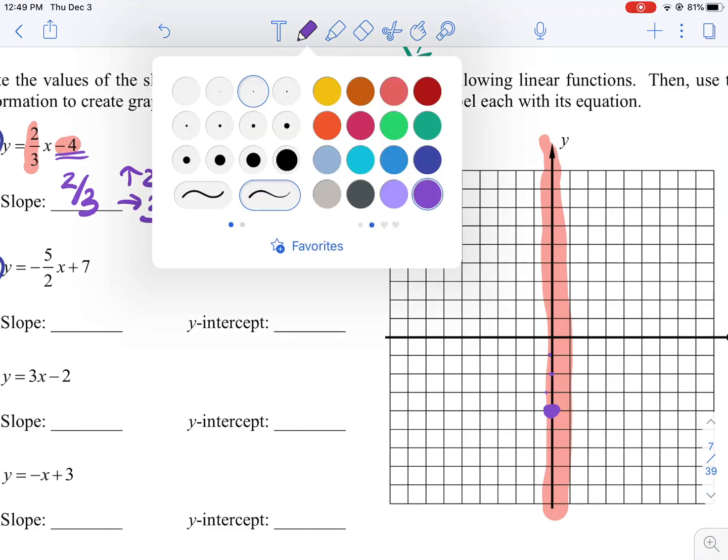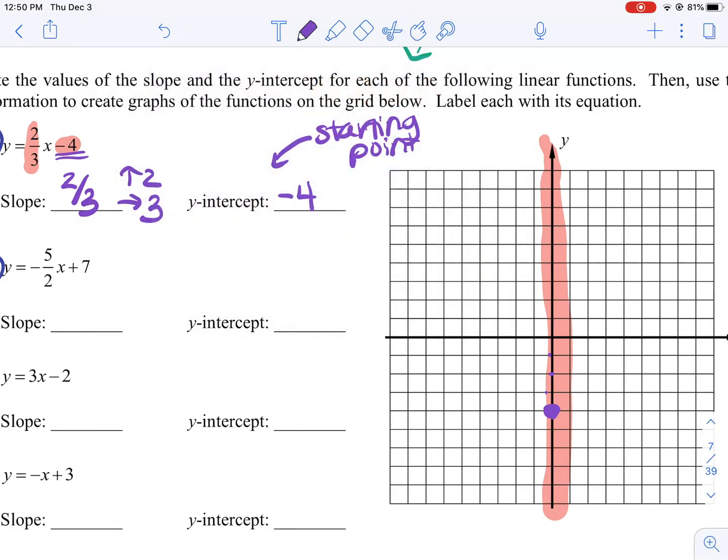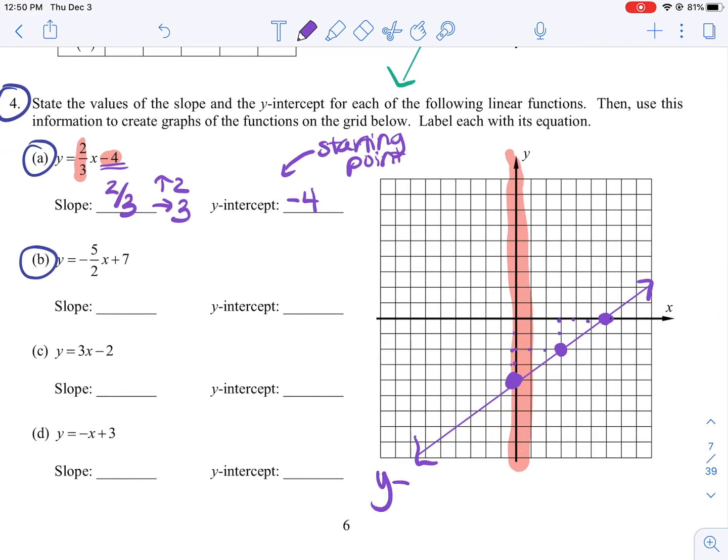Okay, so now from our starting point, we have that starting point for a reason. We're starting here. I'm going to go up 2, 1, 2, 3 to the right. Up 2, 1, 2, 3 to the right. And we can see that those points are forming a nice straight line. So the one thing I'd say that's nice about this method, oh boy, sorry, that line got a little crooked, is you guys can see that this is a lot quicker, right? So let me just label this. y equals 2/3 x minus 4.